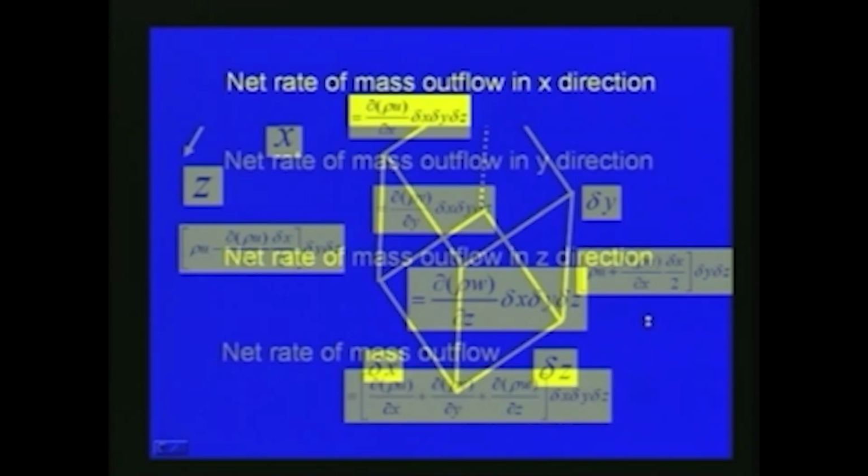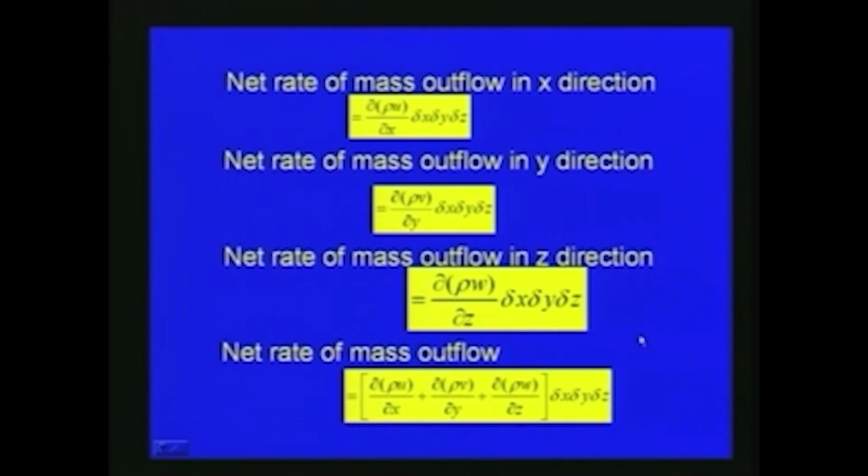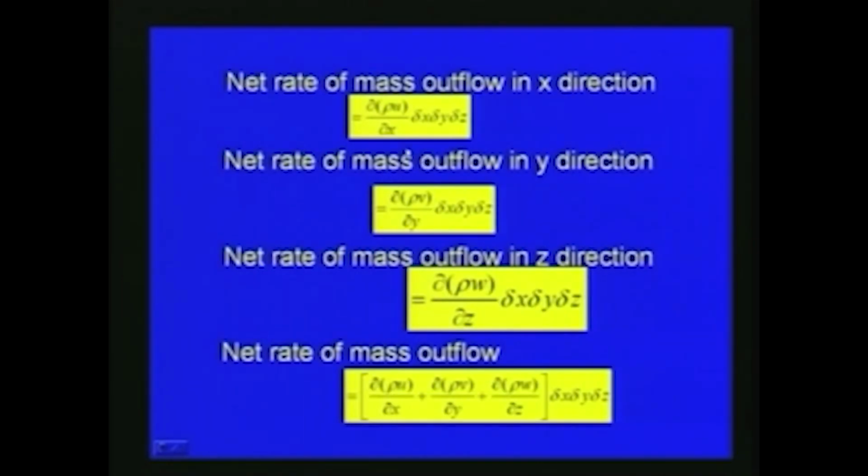Similarly, for the y direction and z direction we can write, and then finally we can find the net rate of mass outflow in the x, y, z directions. If we consider the net rate of mass outflow in the x direction, we can write del rho u by del x into delta x into delta y into delta z, as far as the fluid element which we considered here.